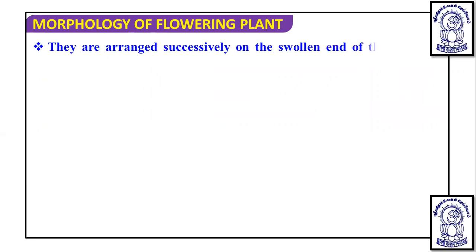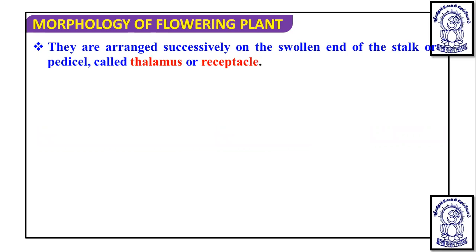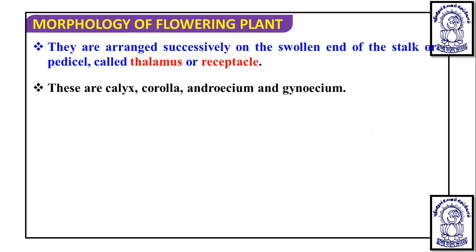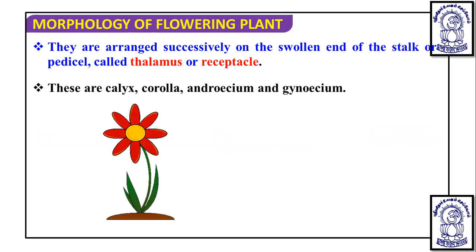They are arranged successively on the swollen end of the stalk or pedicel called the thalamus. All these floral parts, calyx, corolla, androecium, and gynoecium, the four whorls, are arranged on the swollen end of the pedicel. The swollen end of the pedicel is known as thalamus or receptacle. When it is somewhat more flattened, the thalamus is called the receptacle. And these four whorls are calyx, corolla, androecium, and gynoecium.